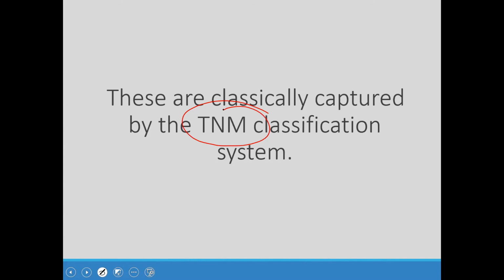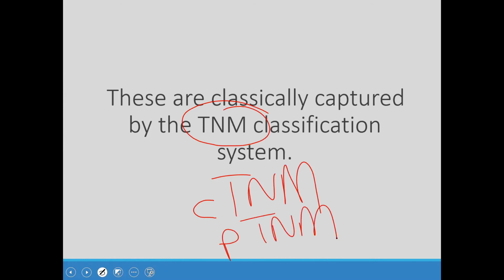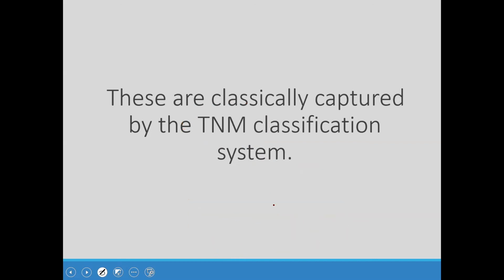So TNM, there are two types of TNM. There's a clinical TNM, which is dependent on clinical exam and imaging. And then there's something called a pathologic TNM, which is dependent on the final analysis of the tissue. The clinical TNM initially drives treatment, but at the end, it's the pathologic TNM that's going to be the final stage for the patient. So the pathologic TNM is essential for determining how patients are going to be handled.